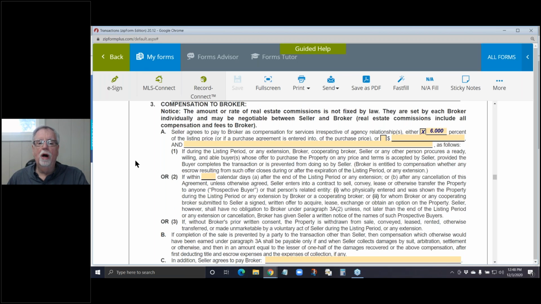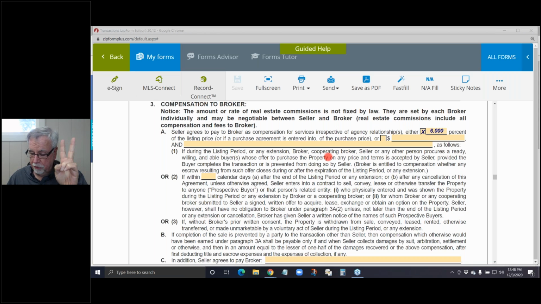Paragraph 3A1. This is the good stuff, right? What do you need to do under the residential listing agreement to have earned a commission? And the answer is there's about 6 or 7 things that would allow you to earn a commission. Let's go through the list. It says if during the listing period or any extension, broker, that's one way: if the broker finds a buyer and consummates a deal, you've earned a commission.